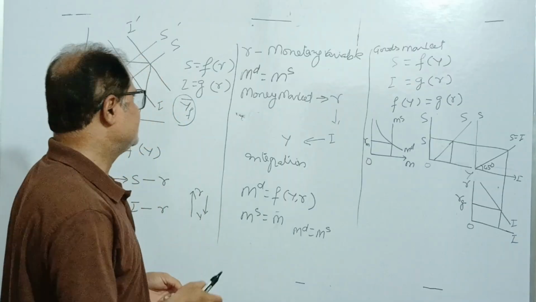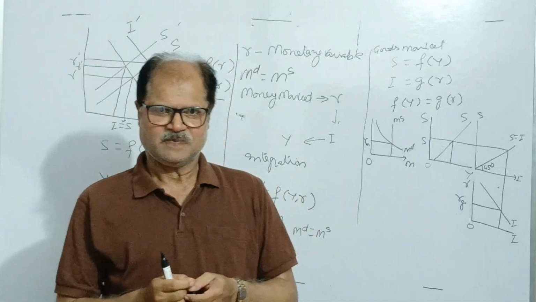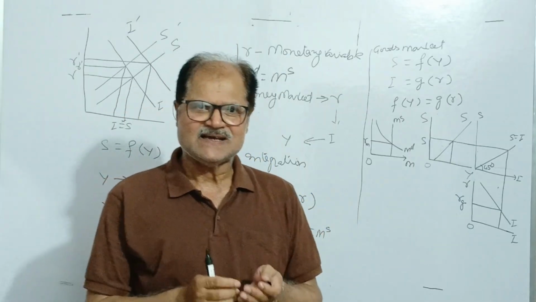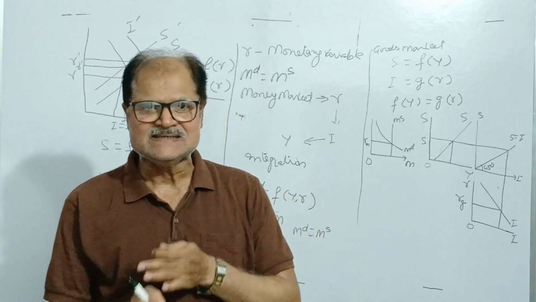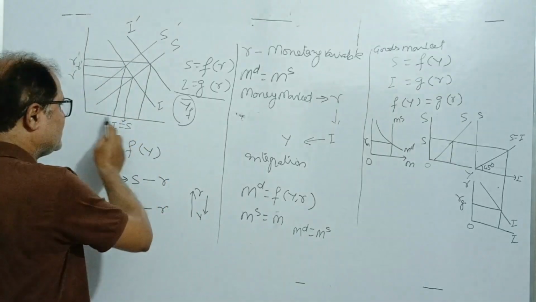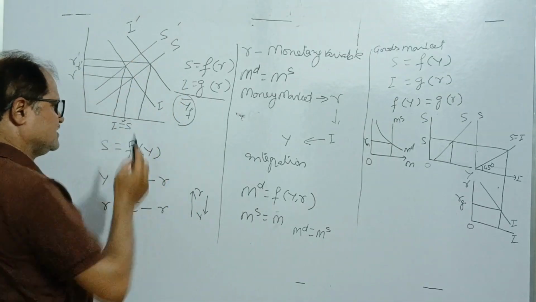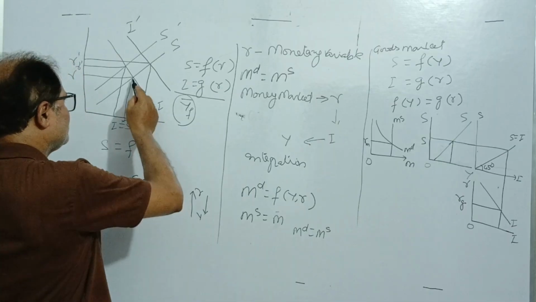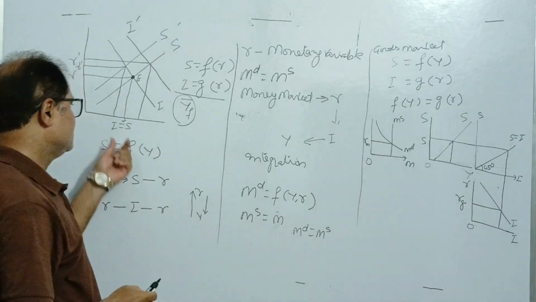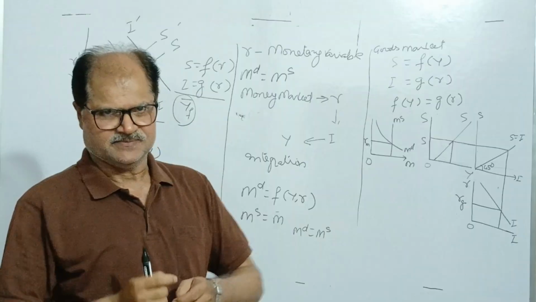Similarly, they posited that investment is a decreasing function of rate of interest. It means when rate of interest increases, investment decreases, and when rate of interest decreases, investment increases. So we have this type of diagram. This is saving curve and this is investment curve. Initial equilibrium point is this one, say it is E. At this point, saving and investment are equal, therefore goods market is in equilibrium.